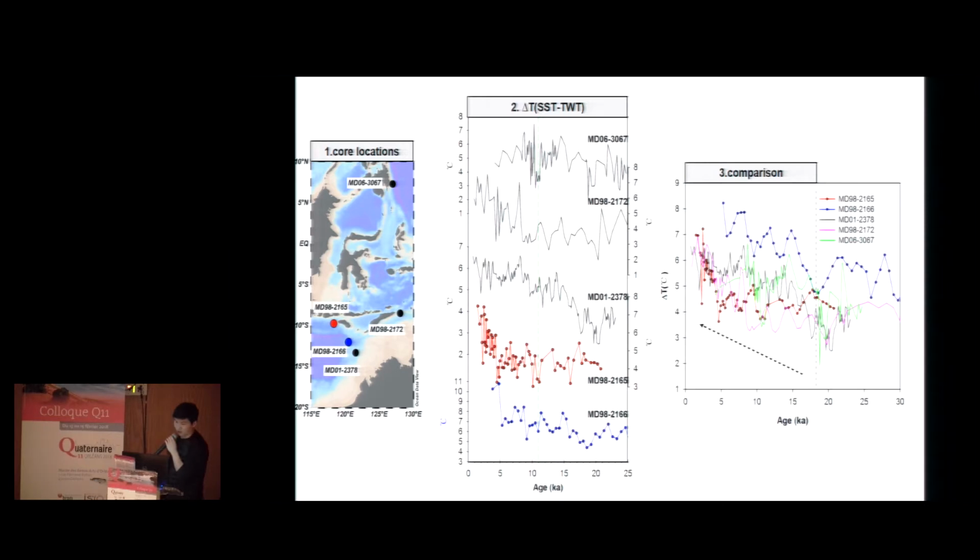Let's have a look at the thermocline variability. Also, there are some small unique features for each separate sediment core. We found a prominent increasing trend of delta T since the last glacial maximum, from about 4 degrees to about 8 degrees. So this indicates the thermocline has been shoaling since the last glacial maximum in the Indo-Pacific warm pool regions.